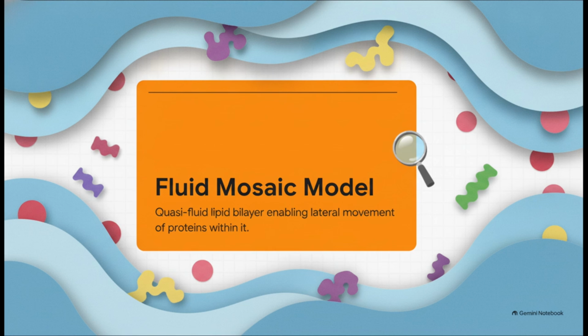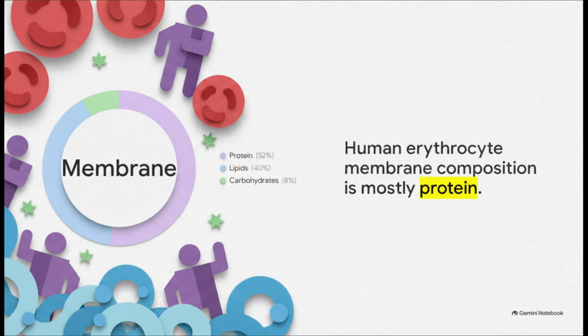It's like a crowded dance floor. This ability to flex and adapt is measured as its fluidity, and it is absolutely crucial for things like cell growth, division, and secretion. Now, you might assume a lipid bilayer is mostly just, well, fat. But check out this data. In a human erythrocyte, a red blood cell, the membrane is actually 52% protein and only 40% lipid.